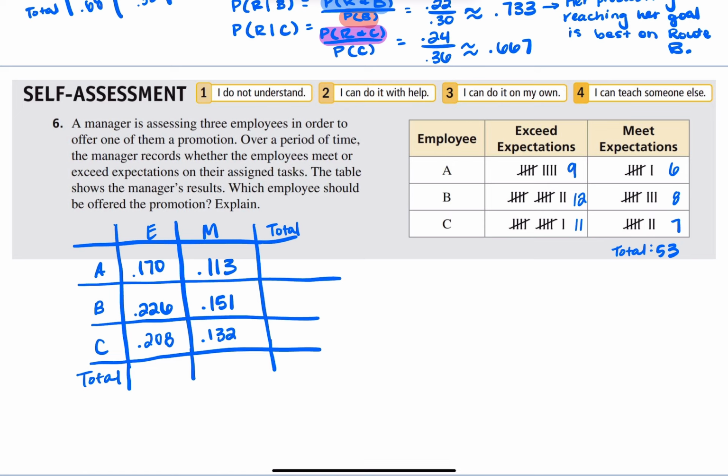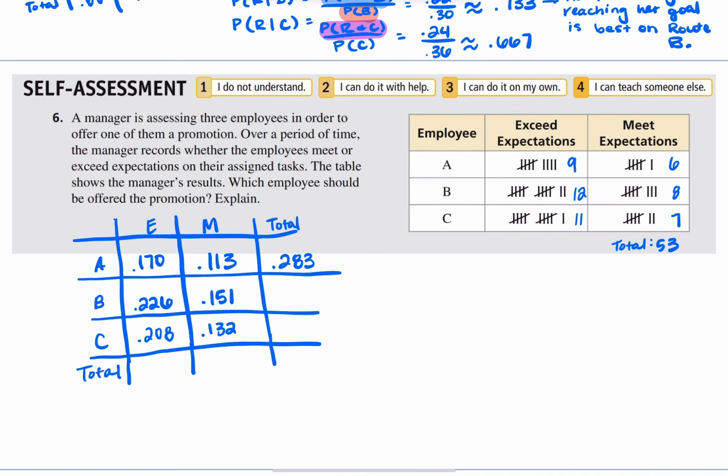We're going to add, so 0.170 plus 0.113 is 0.283. 0.226 plus 0.151 is 0.377. 0.208 plus 0.132 is 0.34. Then we add our columns, so 0.170 plus 0.226 plus 0.208 is 0.604. And then 0.113 plus 0.151 plus 0.132 is 0.396. And then we always have our 1 there for our total.